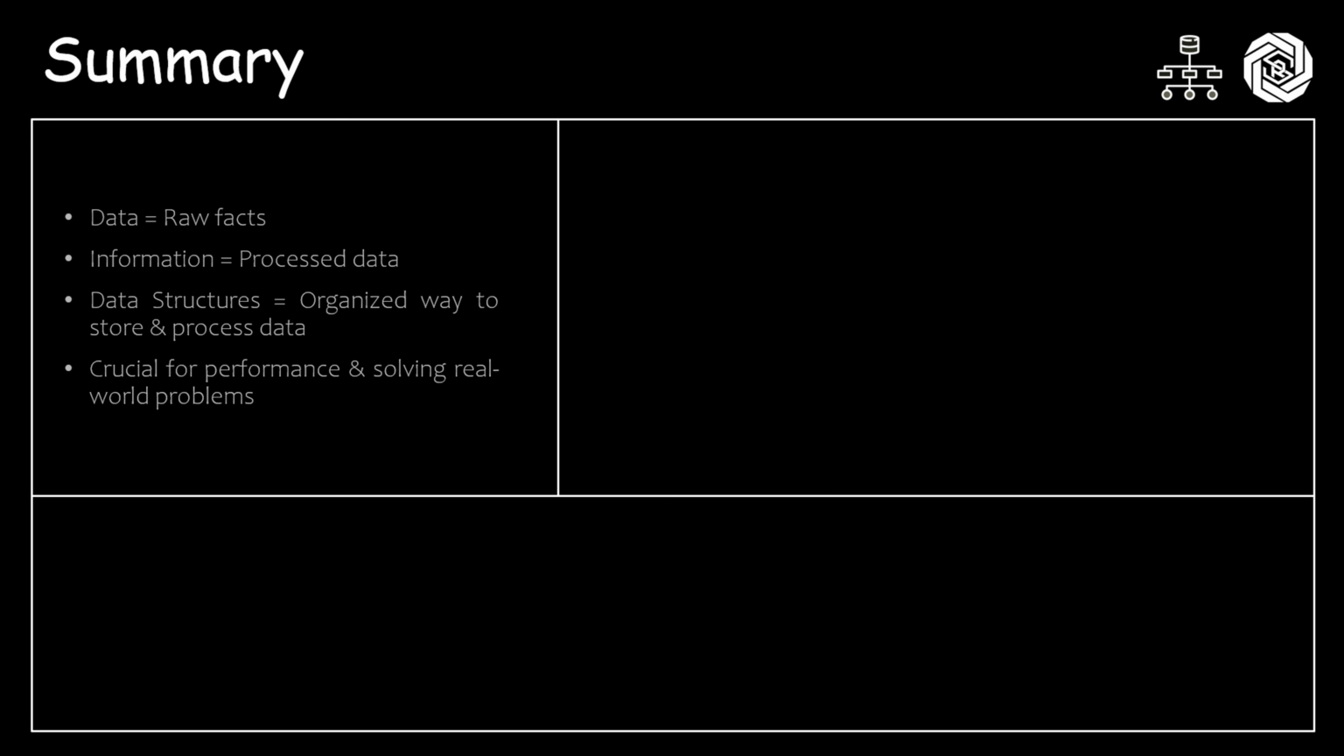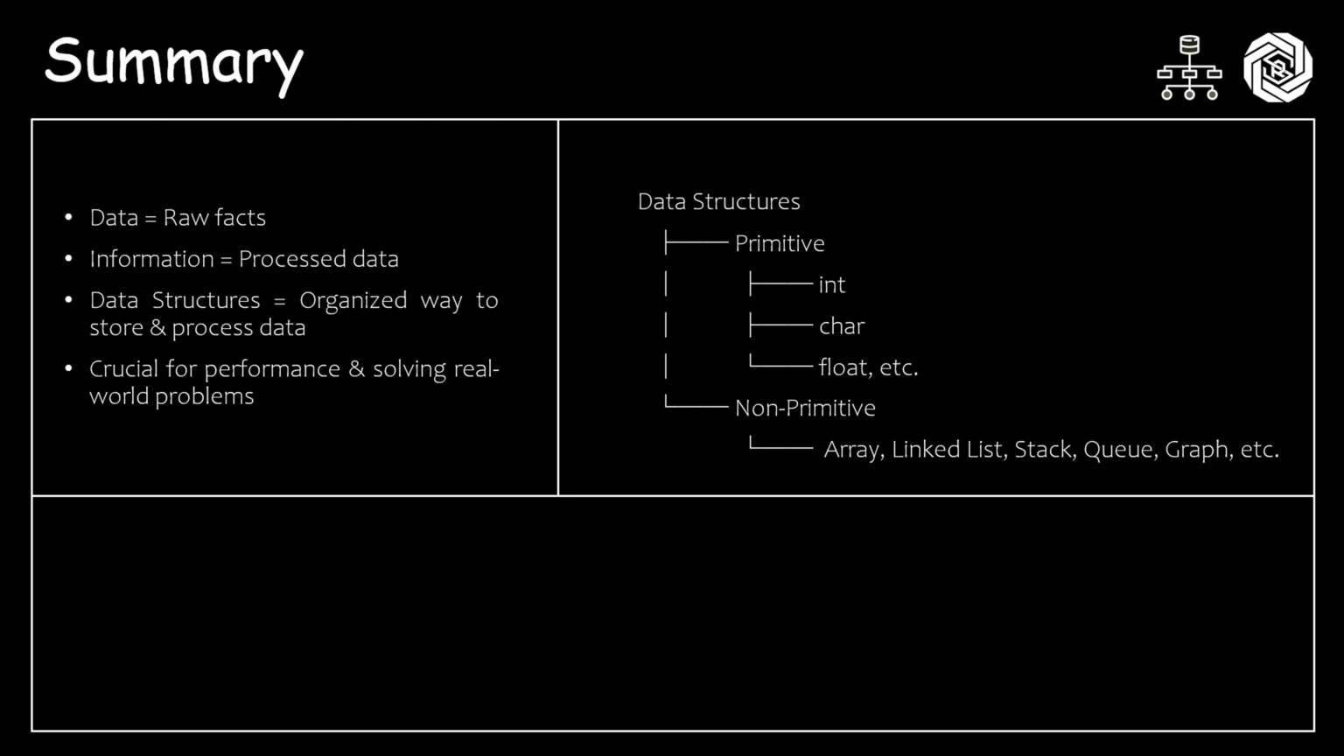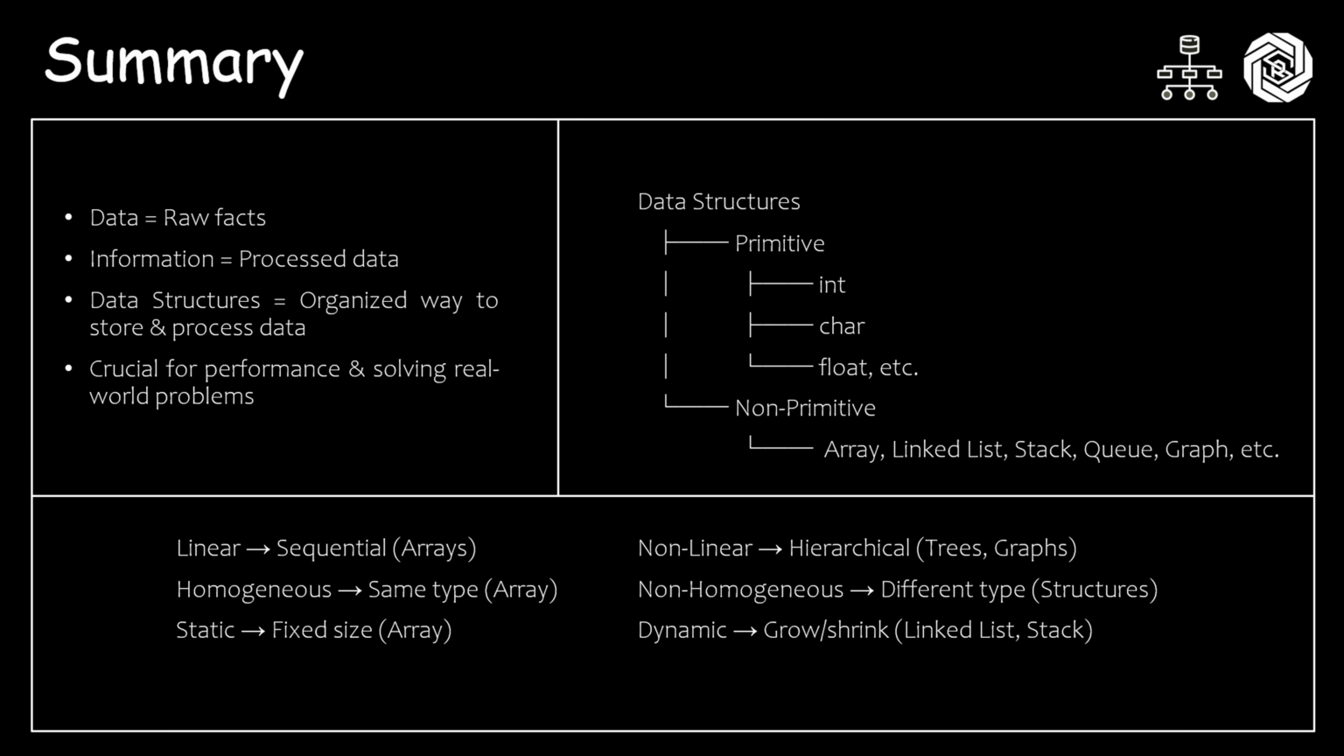Let's wrap up. Data is raw facts, and information is processed data. Data structures help us store and process data efficiently. They are crucial for performance and solving real-world problems. We saw primitive and non-primitive types, and also characteristics. And that's all for this session on data structures.